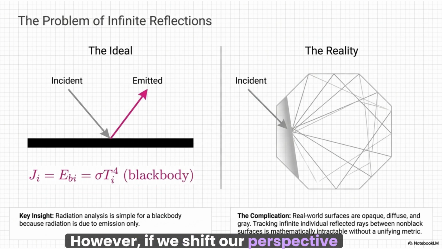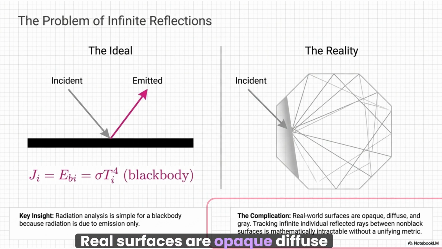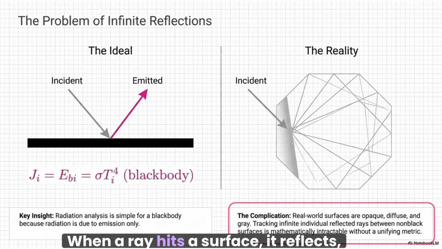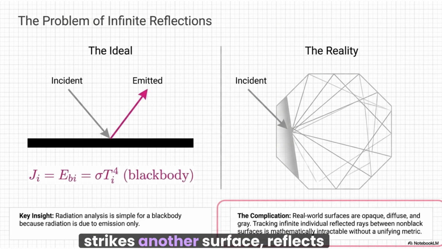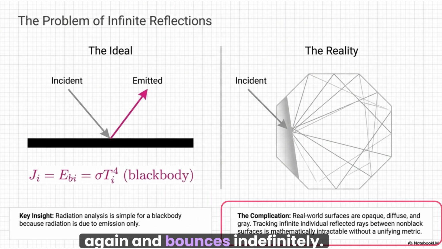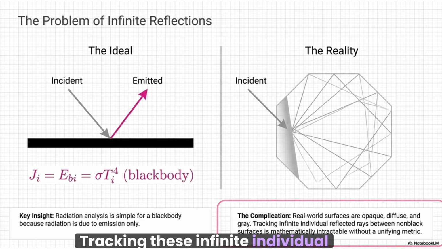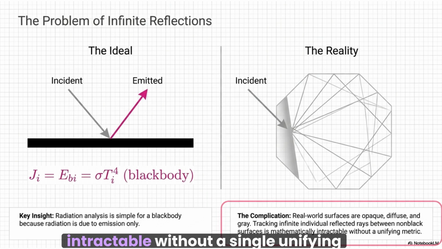However, if we shift our perspective to the right half of the slide, the reality of real-world surfaces introduces a major complication. Real surfaces are opaque, diffuse, and gray. When a ray hits a surface, it reflects, strikes another surface, reflects again, and bounces indefinitely. Tracking these infinite individual rays becomes mathematically intractable without a single, unifying metric.